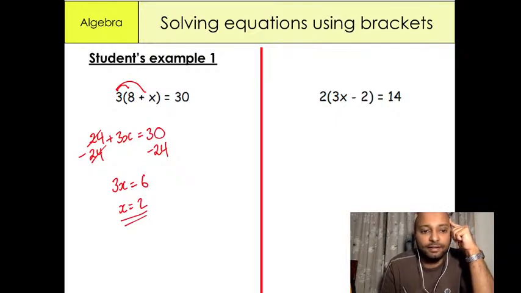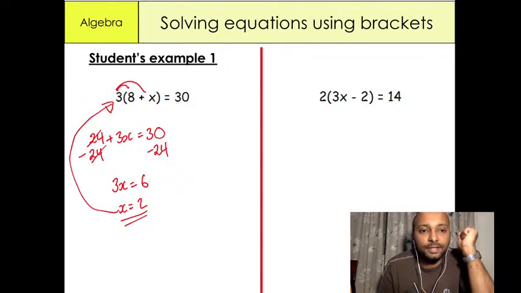You can always check, again, by plugging the value of x back into the equation. So it's 3, open brackets, 8 plus the 2, close brackets, equals 30. So 8 plus 2 is 10. 3 times 10 is equal to 30. So that's correct.